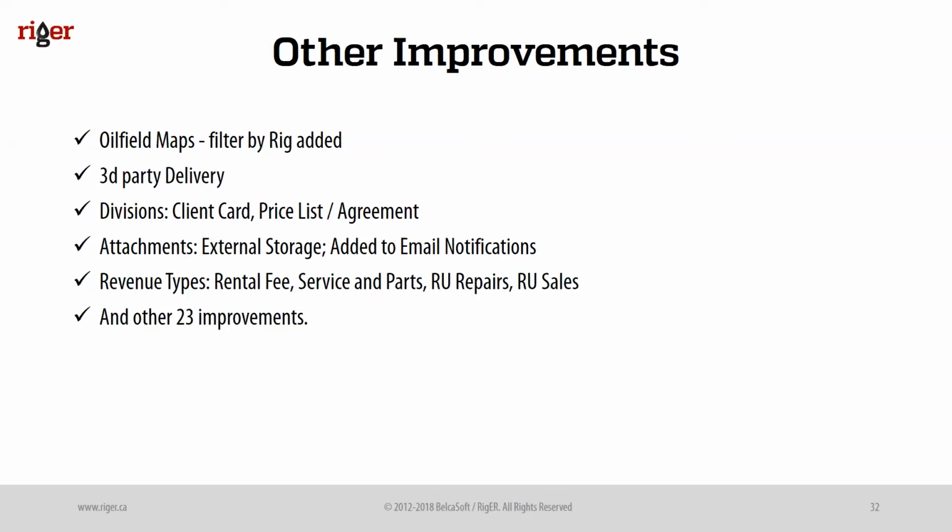We also developed new revenue types. So now you're able to track your revenue by different kinds of services and different rental units, equipment. And all these revenue types are integrated with accounting software, so you can move your data from RigER to accounting software based on these revenue types. And as you can see, we have 23 other improvements that make our product better.